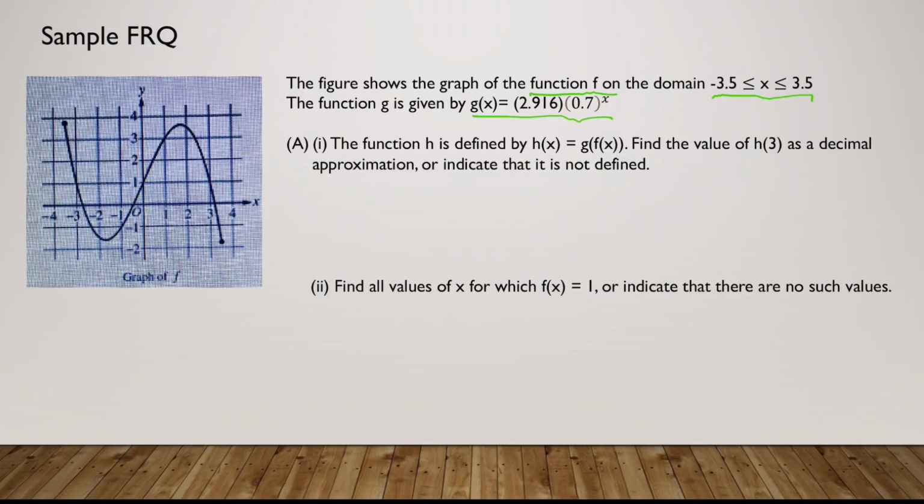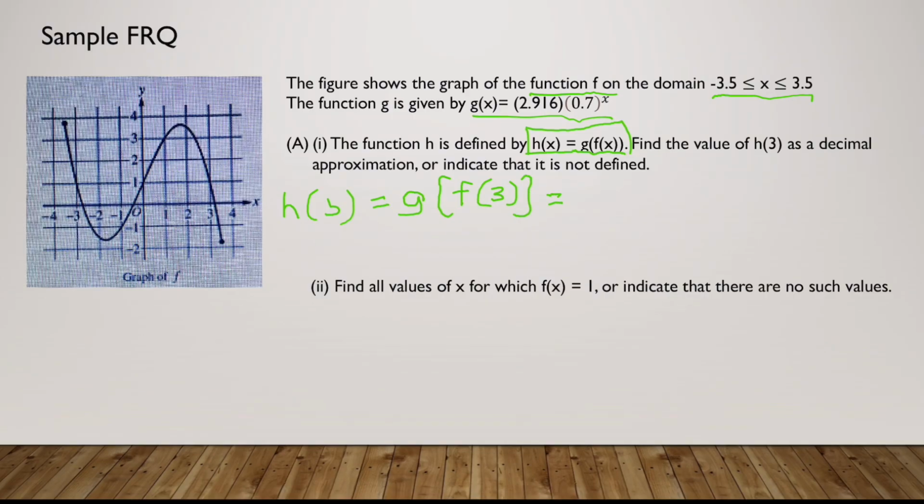Now question A says the function h is defined by h of x is equal to g of f of x, which is a composite function. Find the value of h of 3 as a decimal approximation or indicate that it is not defined. Now when I say h of 3, I put x as 3 instead of x in the entire equation. So using this relation that I have, h of 3 will be equal to g of f of 3. But what is f of 3?